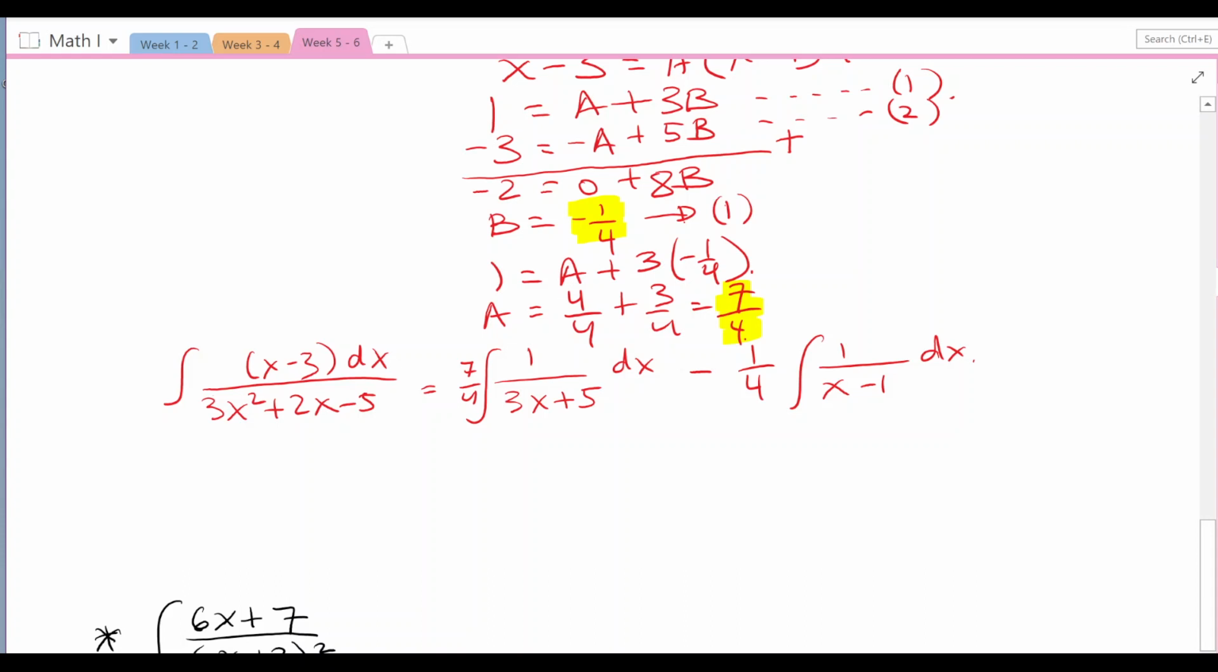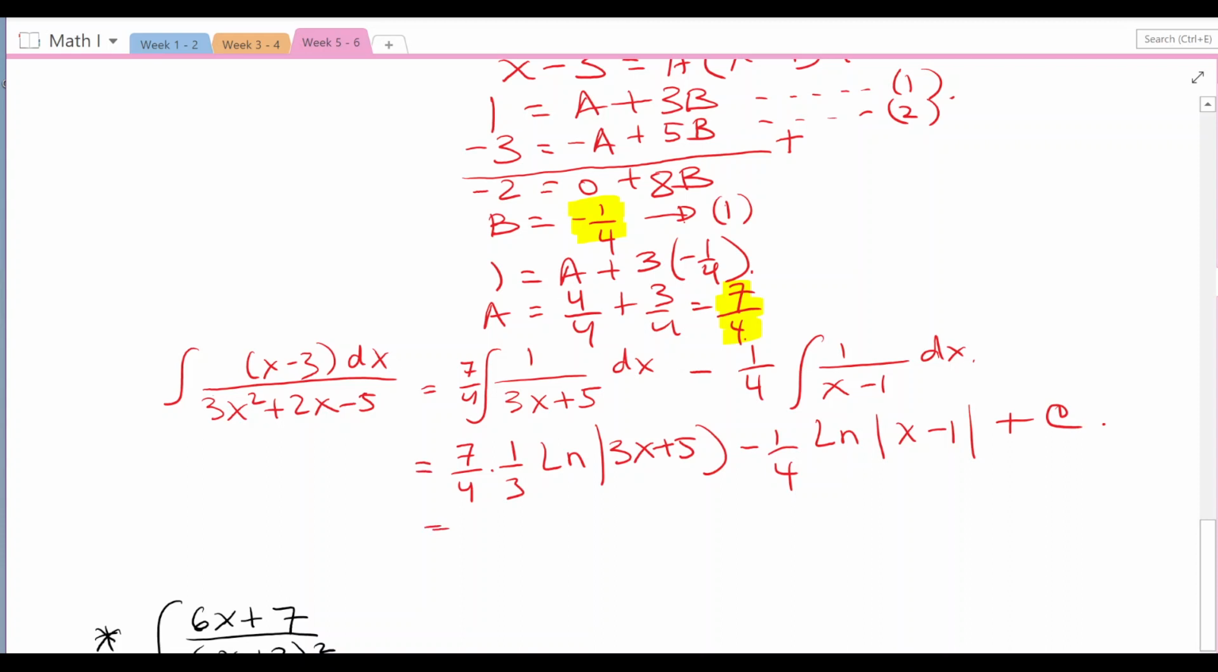So in this case we have simply 7/4 ln, but in here we have 3x, so we need to multiply 7/4 times 1/3 ln of 3x plus 5, minus 1/4. In here the coefficient is only 1, this is ln of x minus 1, plus c as the final constant.